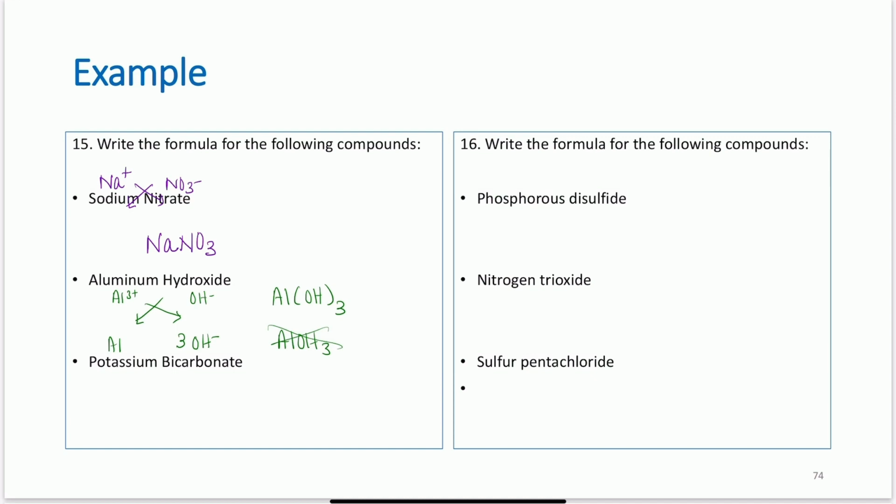Potassium bicarbonate. Potassium, K, group 1, alkali metal, always +1 charge. Bicarbonate. Well, carbonate is CO3 2 minus. If I see the word bi, that means I've added 1 H plus to it. So H plus and CO3 2 minus give me HCO3 minus. So bicarbonate is HCO3 minus. Cross my charges, and I get KHCO3.